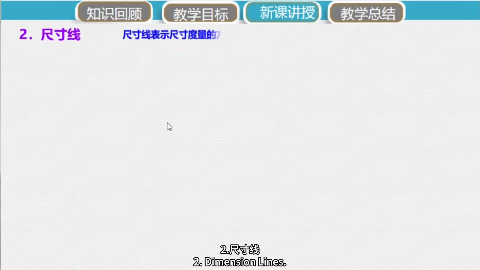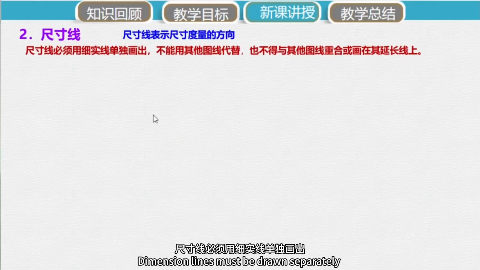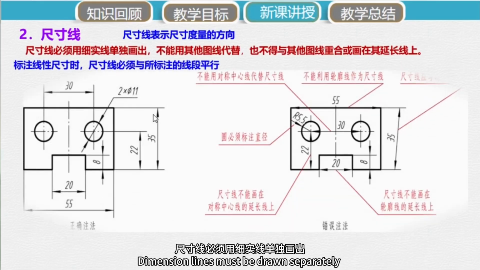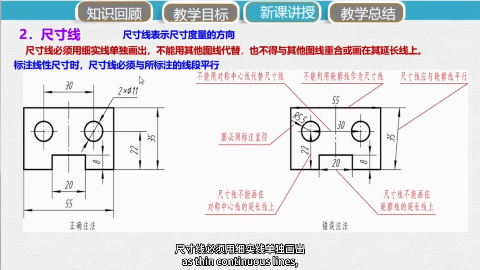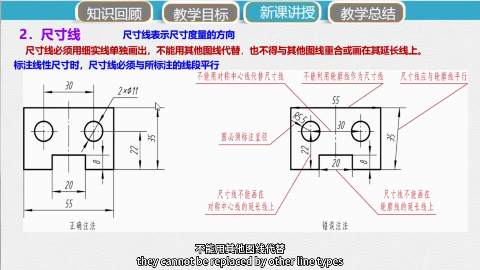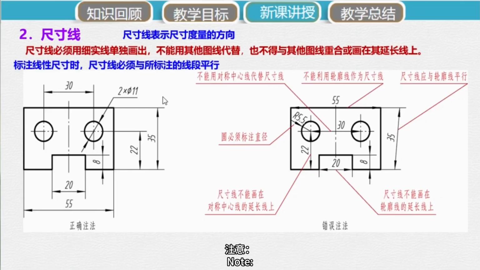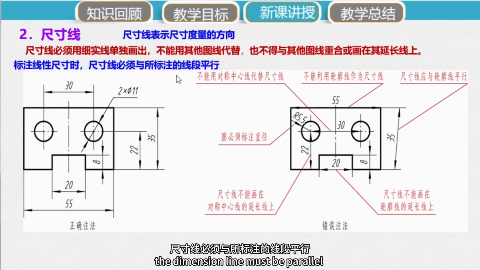2. Dimension lines. Dimension lines must be drawn separately as thin, continuous lines. They cannot be replaced by other line types, nor should they overlap with other lines or be drawn on their extensions. Note: when dimensioning linear features, the dimension line must be parallel to the feature being dimensioned.